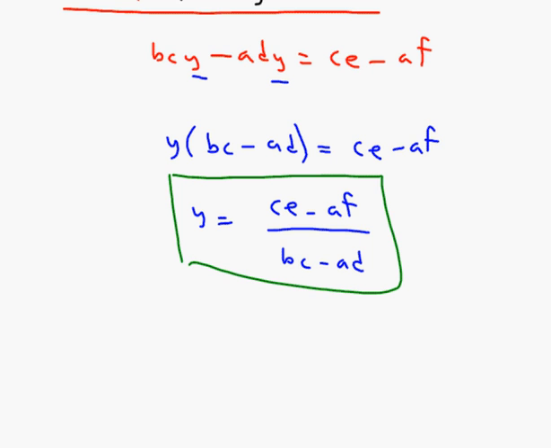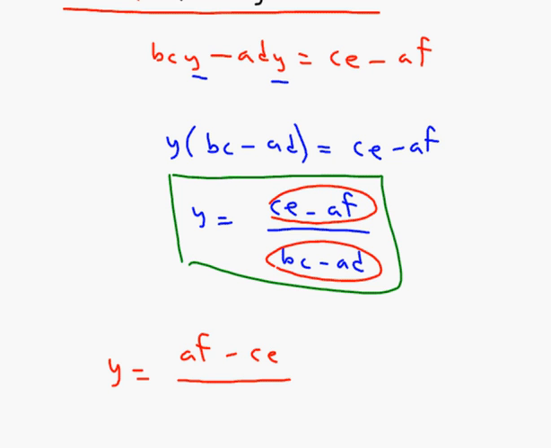And if you notice, if you look at the numerator and denominators of these fractions, let's just change things a little bit. Maybe it'll become a little nicer. So I'm going to take this and say y equals, and I'm going to change the order of subtraction on the numerator. So I'm going to make this AF minus CE. Now it's okay for me to do that as long as I do the same thing on the bottom.